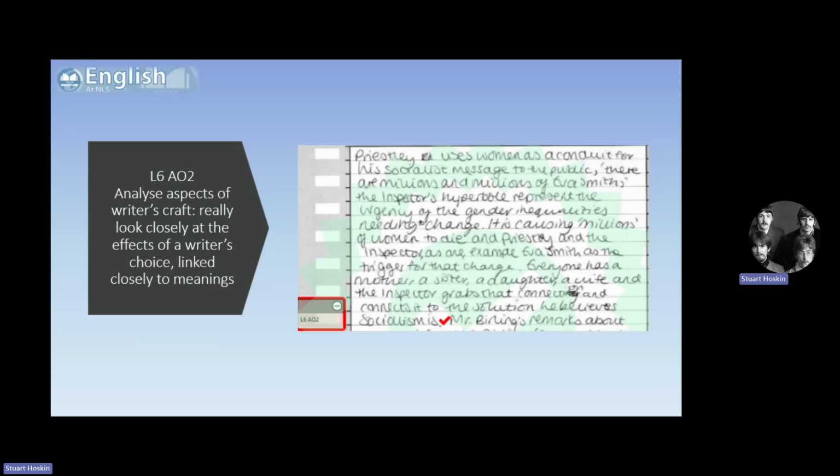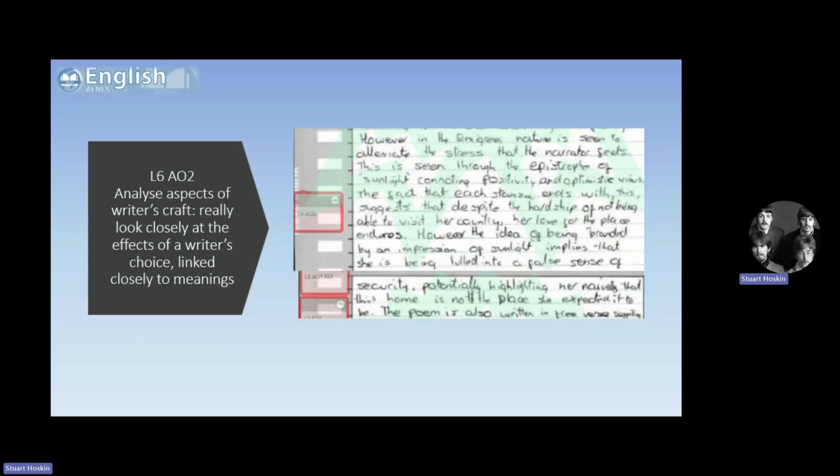That is discursive writing, okay? Explaining what you're looking at. Now, here's another example of level 6, going this time to a Power and Conflict answer about the poem The Emigrant. However, in The Emigrant, nature is seen to alleviate the stress that the nature feels.